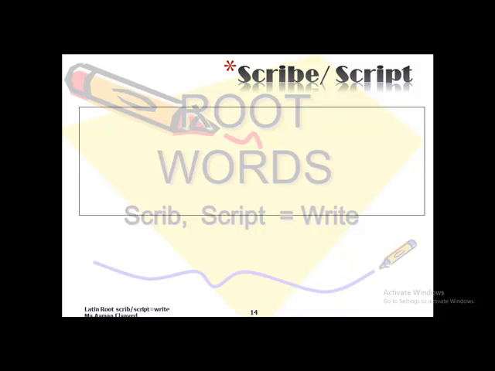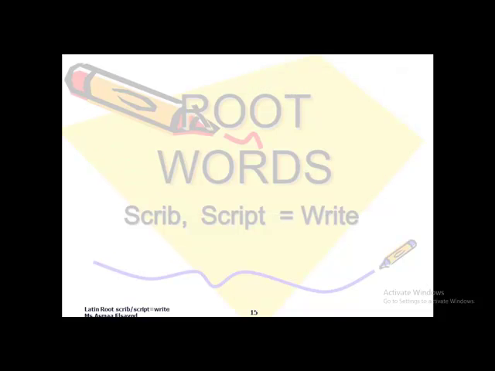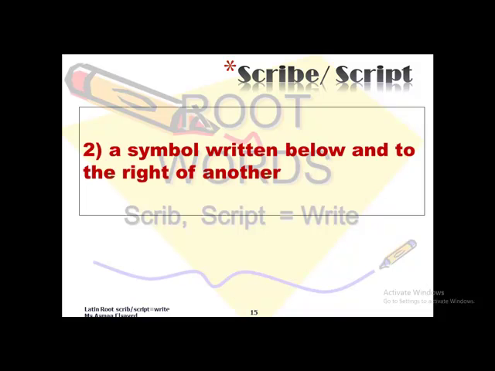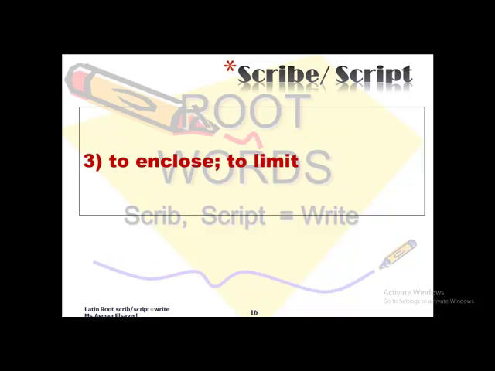Number 1. To prohibit. To prohibit means what? Proscribe. Excellent. Great job. Let's move to number 2. A symbol written below and to the right of another. Symbol may be a letter, maybe a number. Mom, do you remember? H2O. So it's what? Yes, subscript. Excellent. Below means under, so that's sub. To enclose, to limit. Hold your hands like you're drawing a circle. Circle. Yes. Circumscribe. Excellent job.